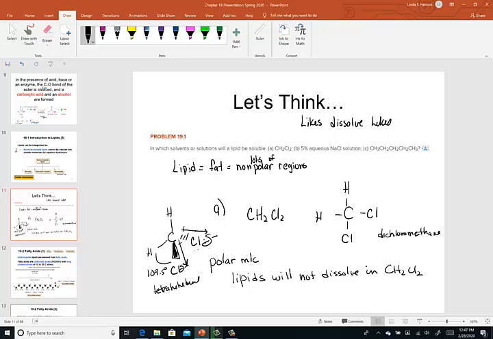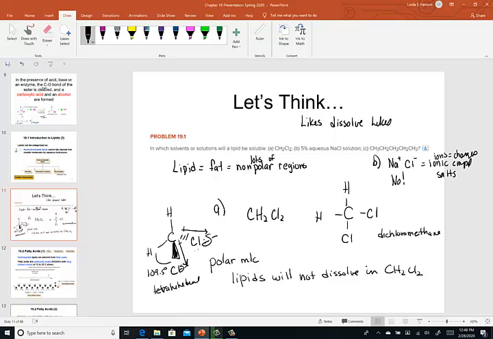How about letter B? That one just says aqueous sodium chloride solution. Well, that's an ionic salt, Na plus Cl negative. That's an ionic compound. We commonly call those things salts. That's very much charged, isn't it? Since they're ions and charges, likes dissolve likes, and lipids are boring, non-charged molecules. So no, lipids are not going to dissolve in salt water.